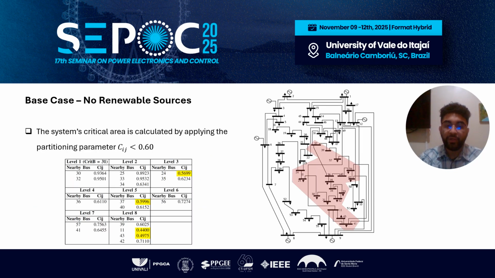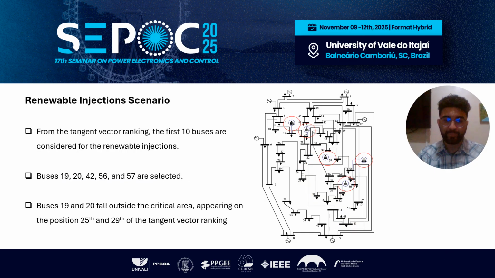As stated before, we use the partitioning parameter just to calculate the system's critical area. I'm not going to talk too much about this because it would take too much time. But what we're using here is just to calculate the neighboring buses in relation to the critical bus to determine in which region we have our critical actuation area. We determine a parameter under 0.6 as a stopping parameter, and we determine this area as the critical area without renewable sources.